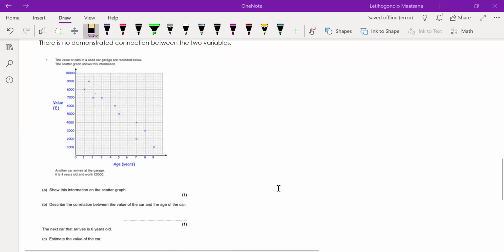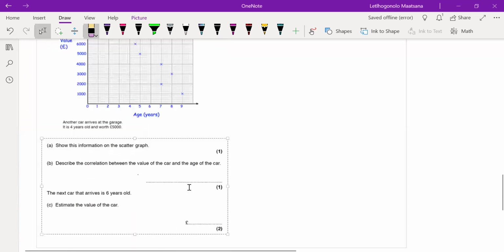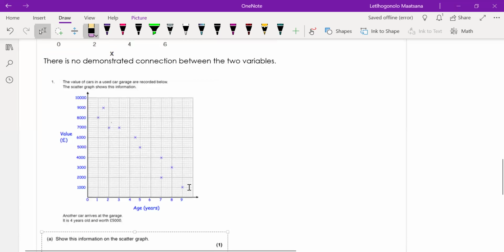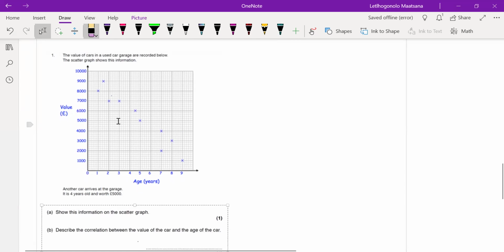Let's take a look at this example here. It says the value of cars in a used car garage are recorded below. The scatter graph shows the information. Okay, we have the value of the car here and the years. It says another car arrives at the garage in 4 years. It is 4 years older and it is worth £5,000. Show this information on the scatter graph.